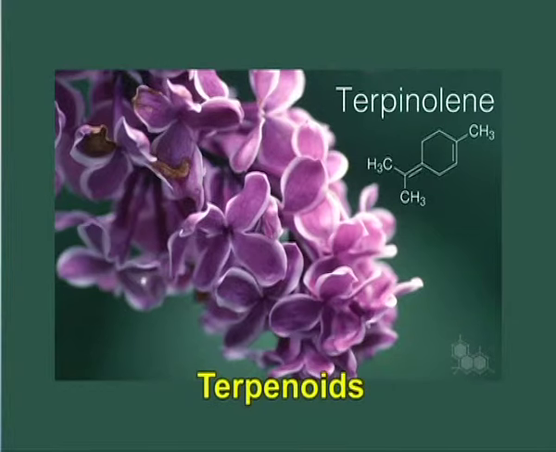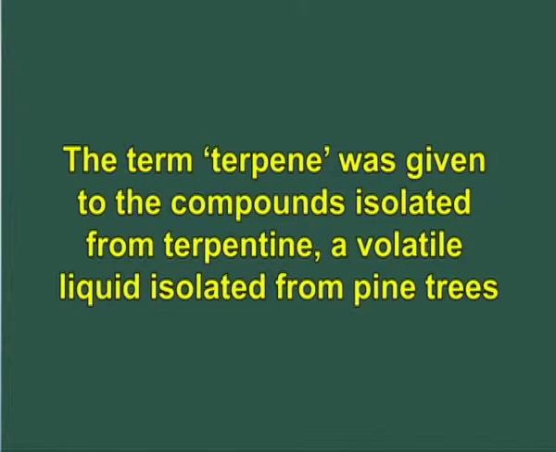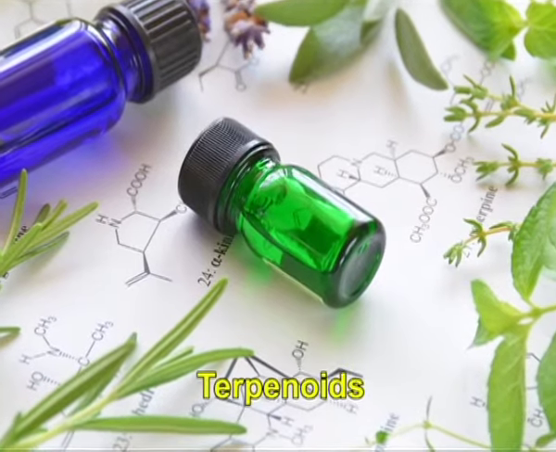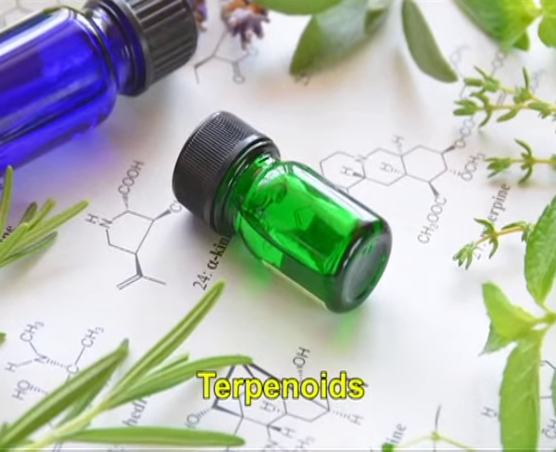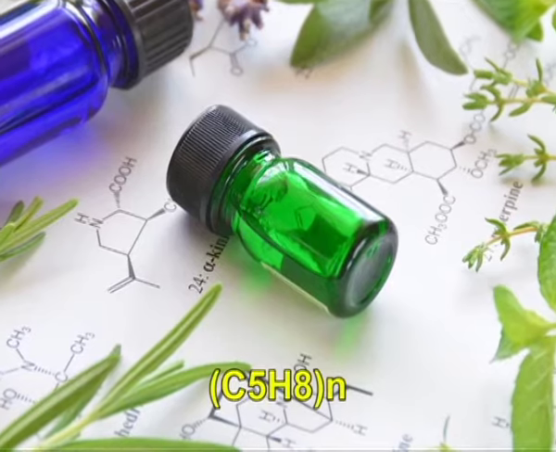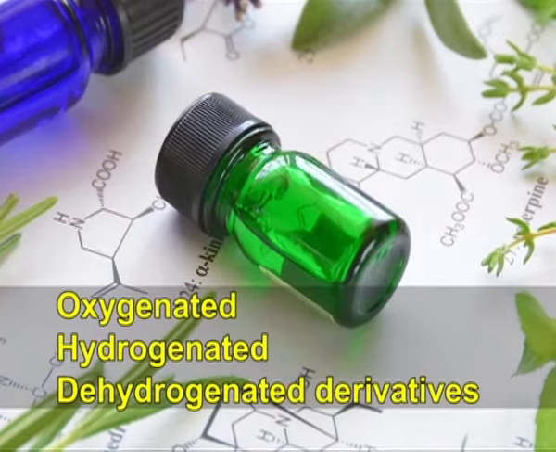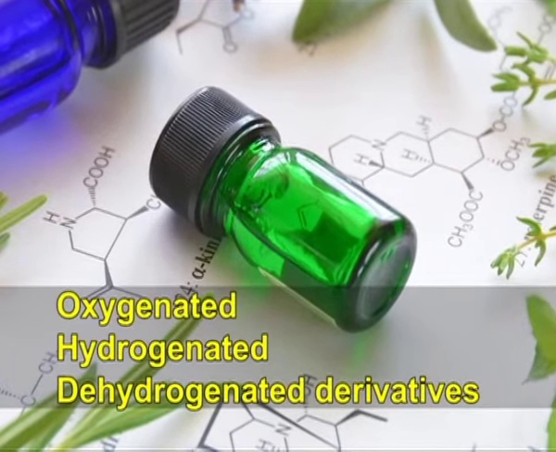Let's start with Module 1, Terpenoids, Introduction and Classification. Terpenoids are volatile substances which give plants and flowers their fragrances. The term terpenes was given to the compounds isolated from turpentine, a volatile liquid isolated from the pine tree. Terpenoids are the hydrocarbons of plant origin, which are simply represented by the general formula (C5H8)n, as well as their oxygenated, hydrogenated and dehydrogenated derivatives.